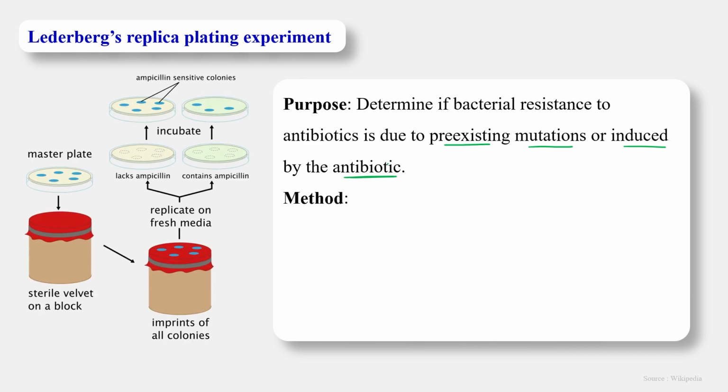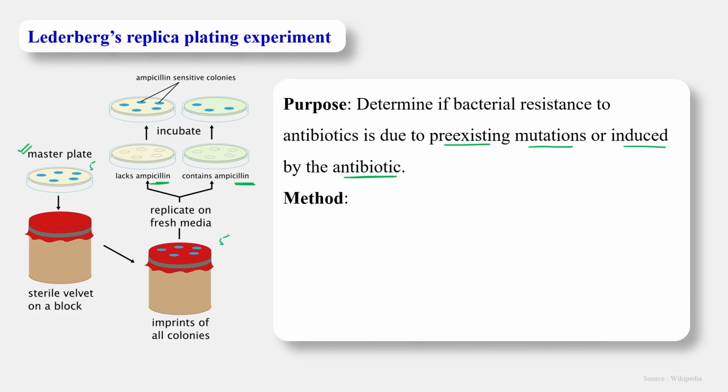So this is a master plate of bacteria. Just use a sterile velvet block and put an impression of this master plate on this block, and then transfer it onto two different petri plates. One petri plate contains ampicillin, another doesn't have ampicillin. And after a certain incubation time, say 1 day, you can find there are 1, 2, 3, 4, 5 colonies on the master plate.